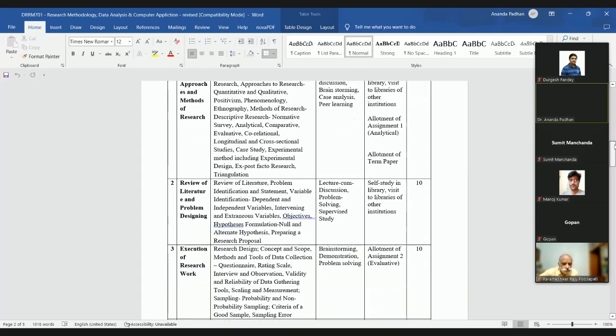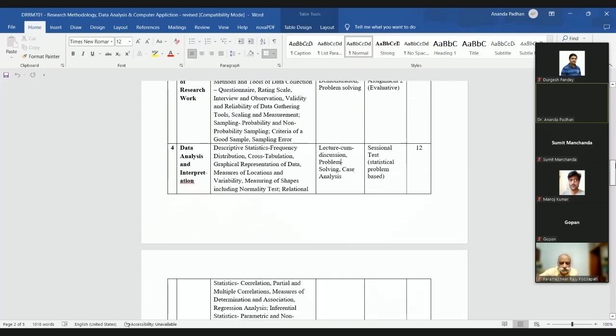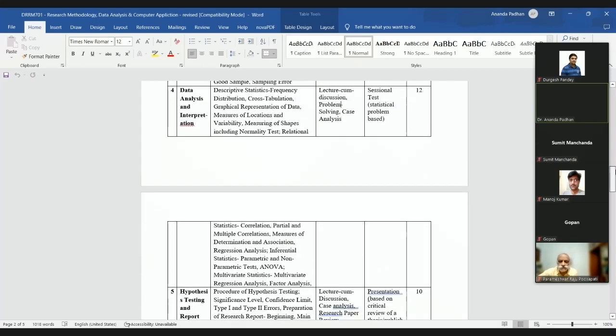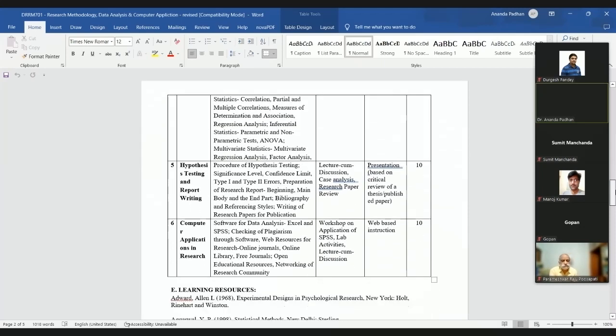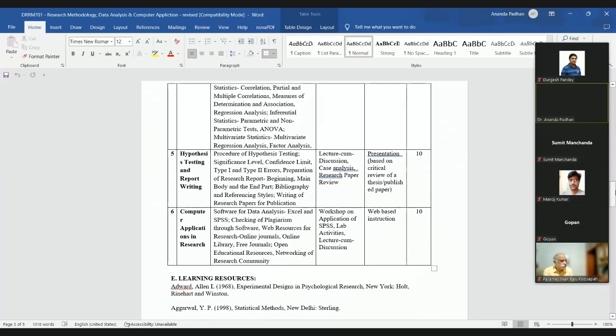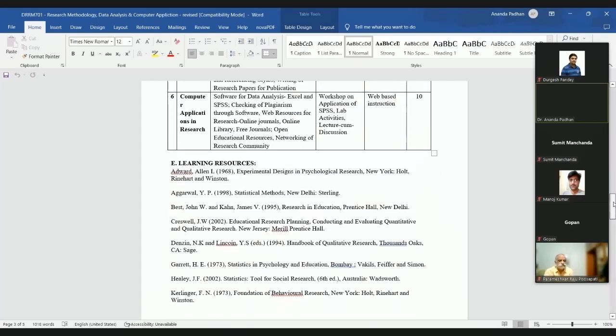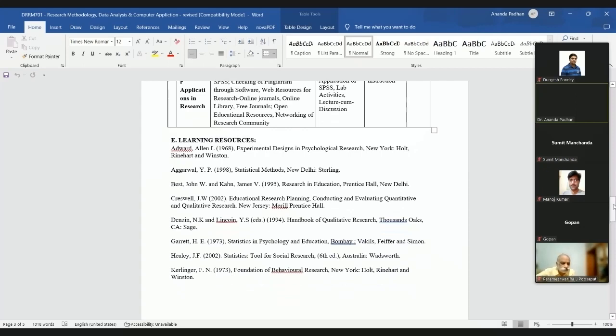Then there's unit 1, unit 2, unit 3, then data analysis and interpretation, which will have some statistics, then hypothesis testing and report writing, and computer application in research. So in the 6th unit, you do not need much actually, because that is mostly software related, acquaintance with the software and so on. Some resources are there, those who are able to come to campus, and when they come to campus, you can obtain your library membership.